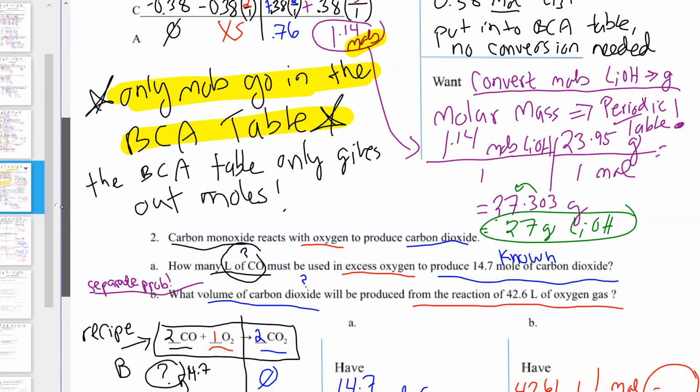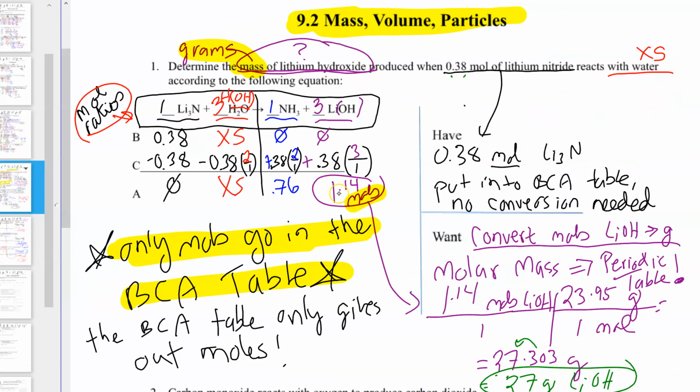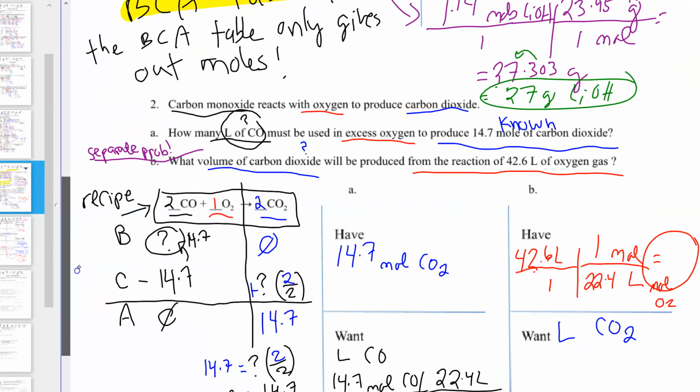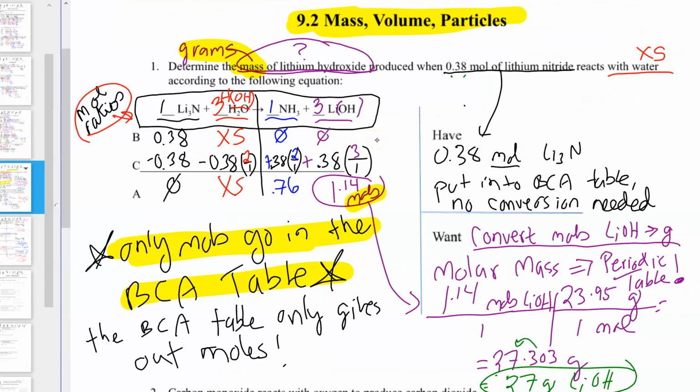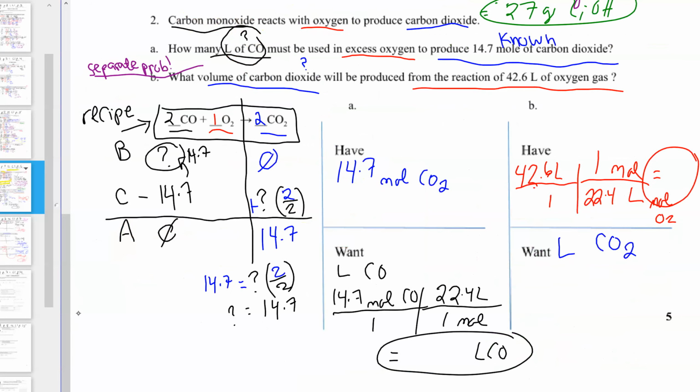Okay, so for our next problem, carbon monoxide reacts with oxygen to produce carbon dioxide. How many liters of CO must be used in excess oxygen to produce 14.7 moles of carbon dioxide? That's A. And there's a second question for B, but let's just start with A. It's going to be a separate problem there.